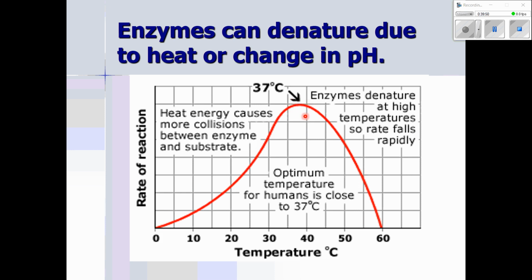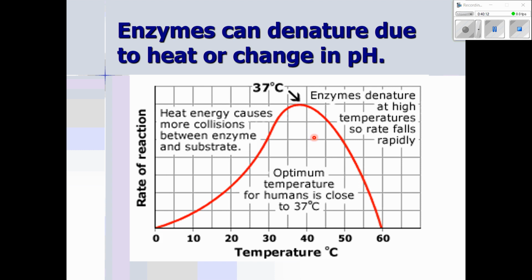Now, the peak temperature for this particular enzyme is 37 degrees Celsius. That's the same as 98.6 Fahrenheit. That's normal human body temperature. So this is apparently a human enzyme that's doing its job somewhere inside your body.